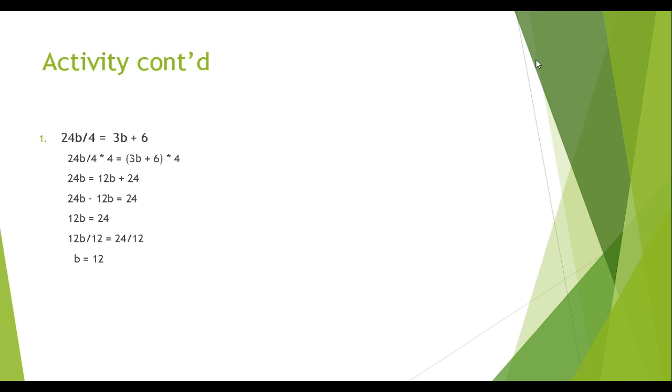Now we just put all our constants together and all our variables together. So we're left with 24b minus 12b, which is equal to 24. Now it's going to be 12b equals 24. And now we're going to divide both sides by 12 to get our variable. So it's going to be 12b divided by 12 is equal to 24 divided by 12. Therefore, b equals 12. Did you get that? Alright, remember, you can always plug back in your answers to see if it was correct.